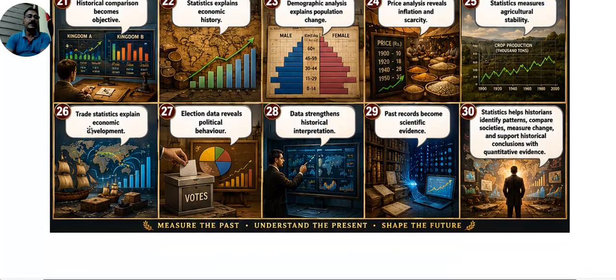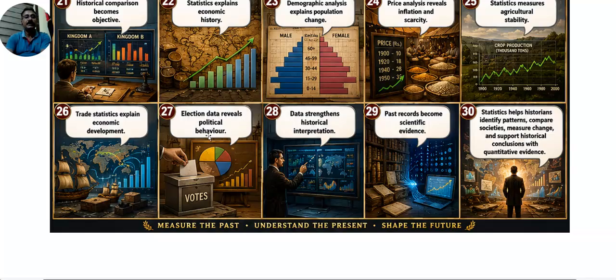Trade statistics explains economic development. Trade statistics are also important, which helps to explain the economic development and the pattern of trade: why today we have a good relation, at what time in that time period, and why we had good relations with those other countries which had trade relations with us, what different products we were exporting, and what products we were importing. So all these trade relationships or trade data can explain the historical pattern of trade. So these will be very helpful.